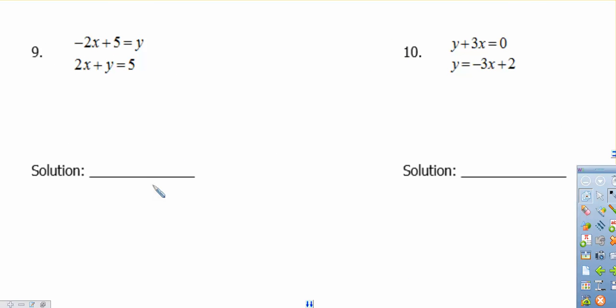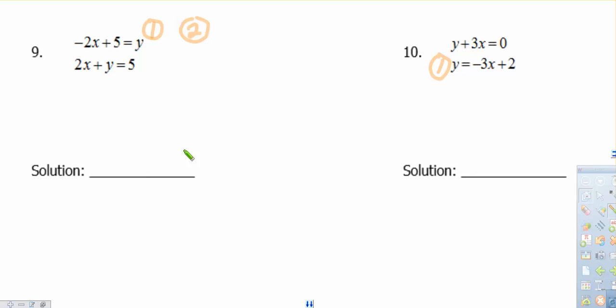Okay. Number 9. First look for the equation where x or y is by itself. It's written backwards, but that would be this first equation. And in number 10, that's going to be the second equation. All right, now let's see if we can substitute this in.